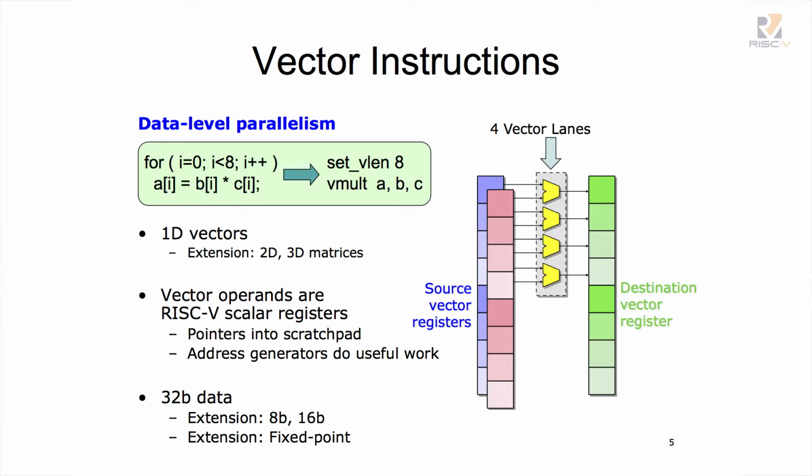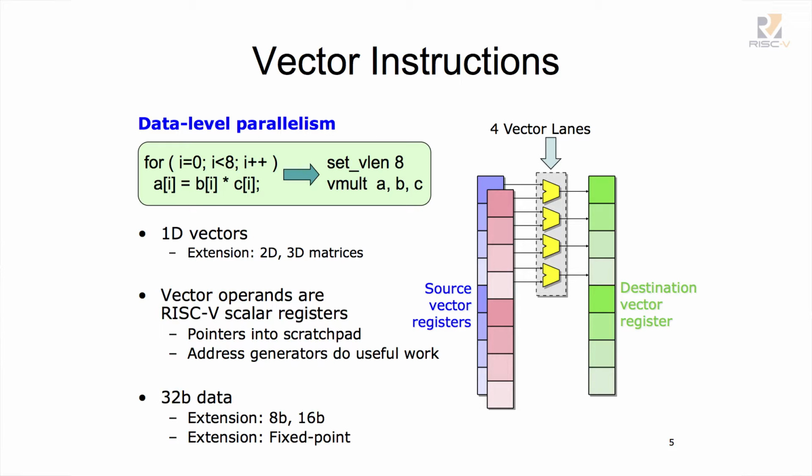So the premise is to go back to data-level parallelism, where you might have a loop, and you want to iterate over a number of elements in a set and do the same operation to all the elements. Here I'm doing a multiply over 8 elements. In vector parlance, we might set the vector length to 8, and then we do a vector multiply with a destination of A and operand sources of B and C. A, B, and C might be named vector registers. That's the Cray style and the Hwacha style.